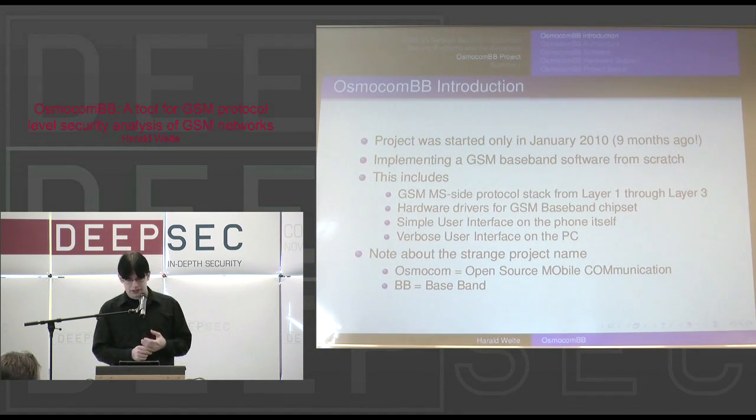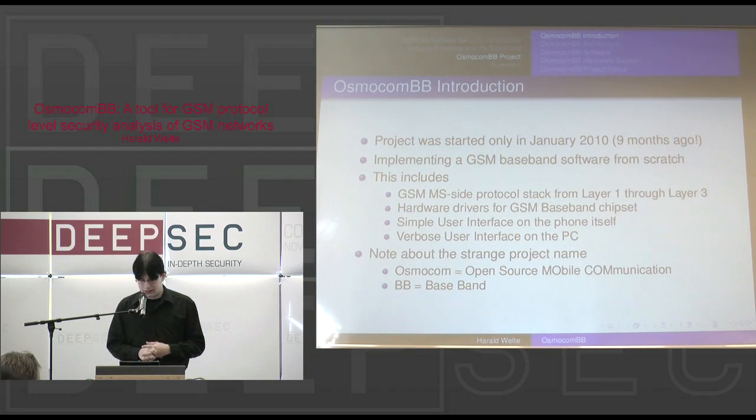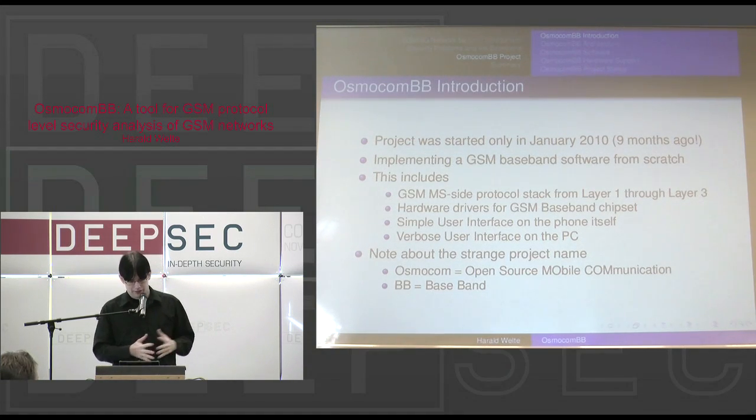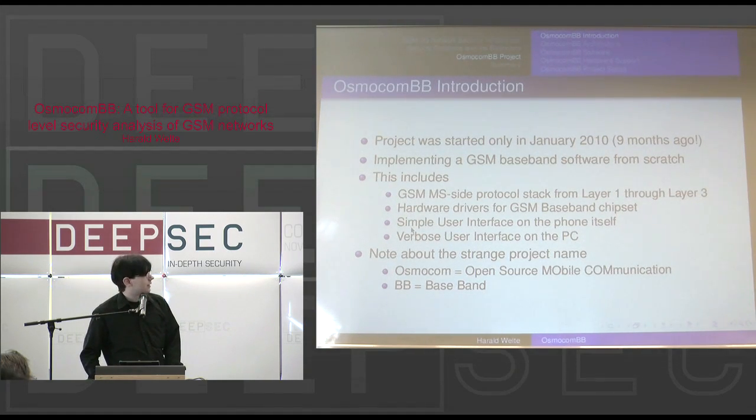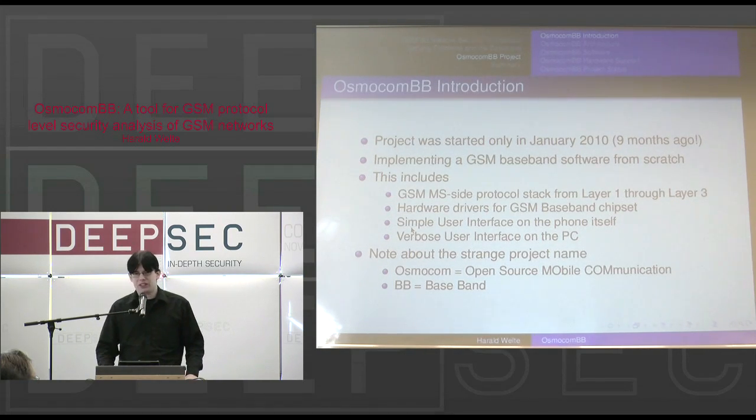We started in January, we implemented the baseband software, layer 1 through layer 3, the hardware drivers, and so on. We also want to have a simple user interface on the phone, but that point is not there yet. So points 1, 2, and 4 are there, point 3 is missing. The project name means Open Source Mobile Communications Baseband, if you ever wonder why that's such a strange name.